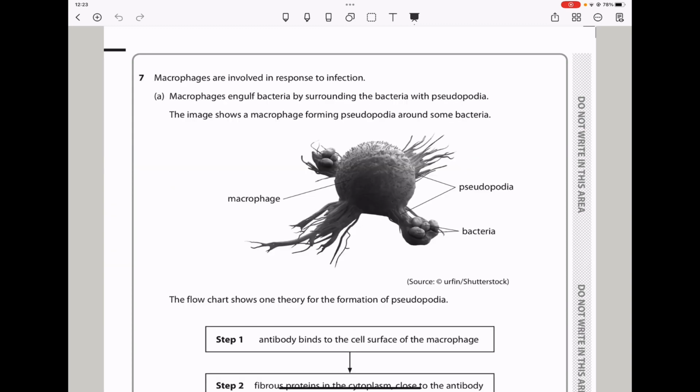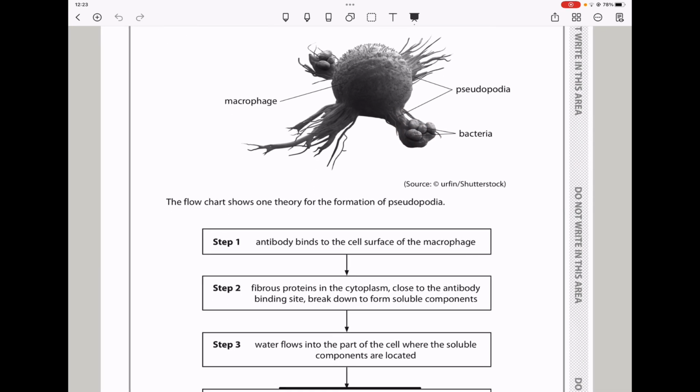Question 7. Macrophages are involved in response to infection. Macrophages engulf bacteria by surrounding the bacteria with pseudopodia. The image shows a macrophage forming pseudopodia around some bacteria. So you can see the bacteria here, and this is the pseudopodia formed by the macrophage around the bacteria.